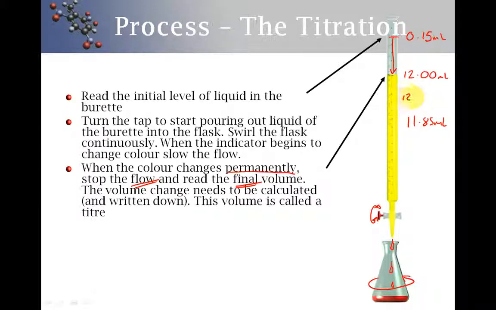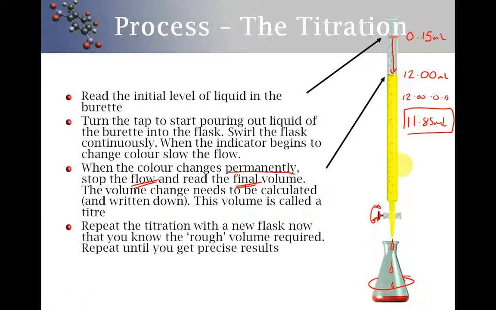How did you work that out? Well, I had 12.00 and I minus 0.15 from it. I better make sure that is correct, because my maths is absolutely shocking. 12 minus 0.15 equals, yep, I got it right, excellent. This volume here is called a titer. It is the amount of liquid that has come out of the burette.